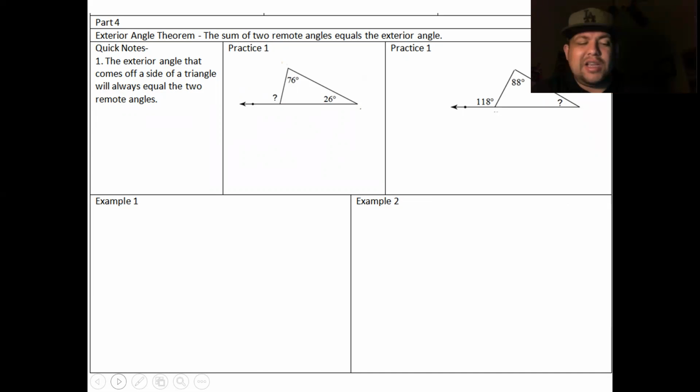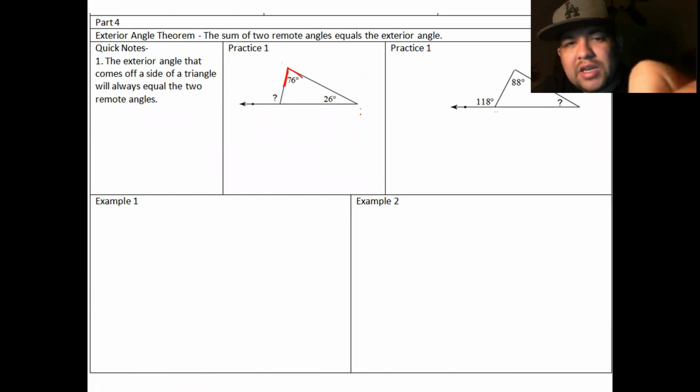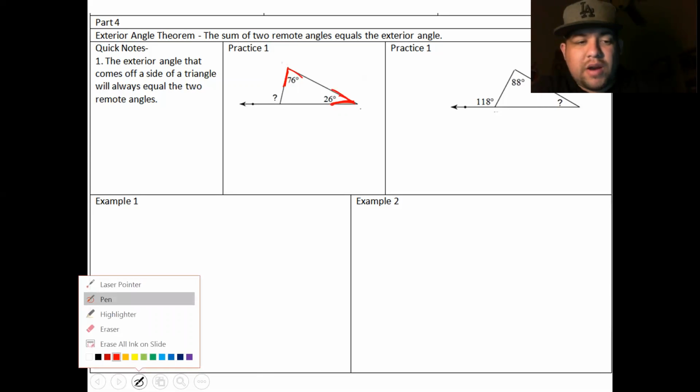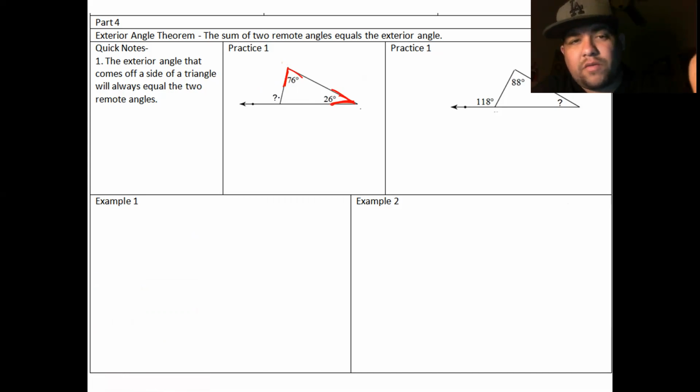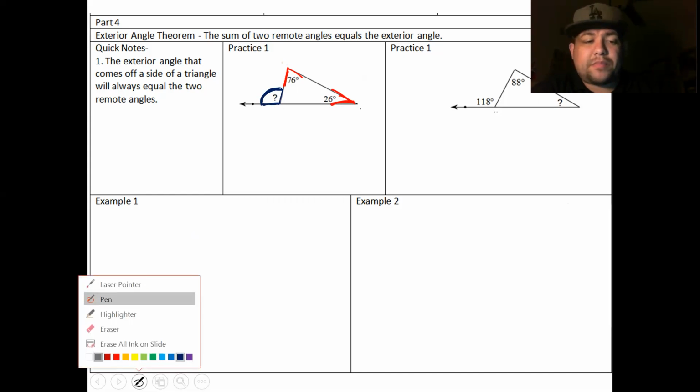So when looking at these, I want to be able to just identify. I'm going to use different colors for you guys. My remote angle up here is 76, and 26 is my other remote angle. And it also provides me the exterior angle that I want to look for. It's this one on the outside of the triangle, and you can use that to help you solve. Definitely want you guys to be able to do that.